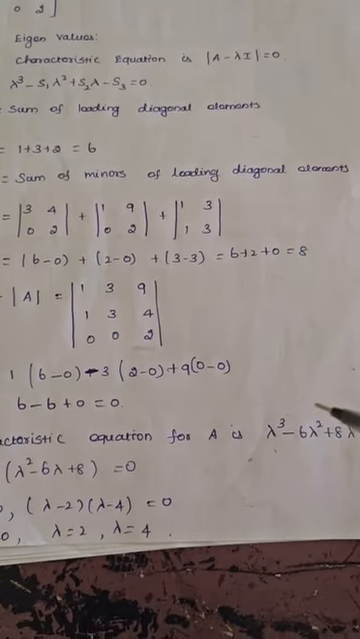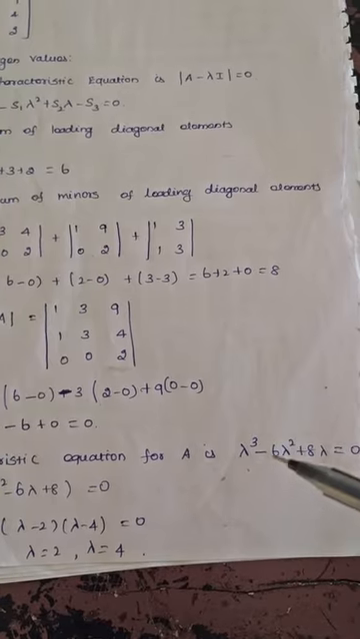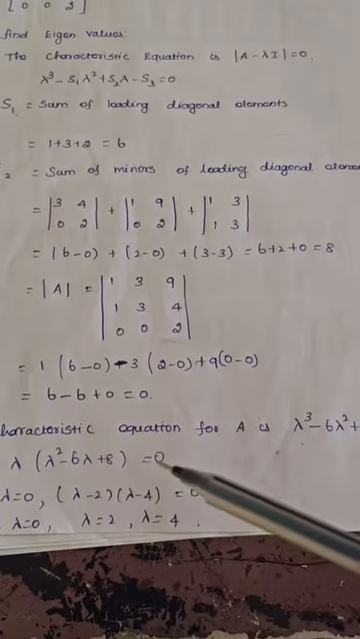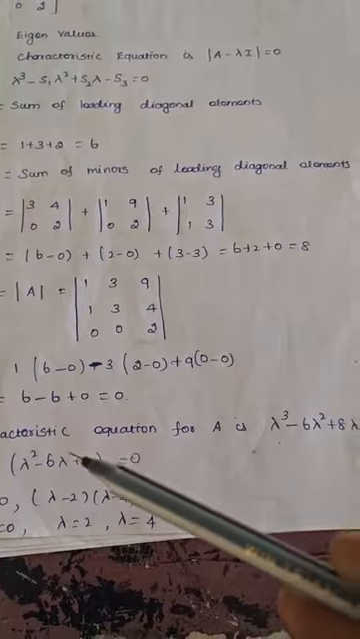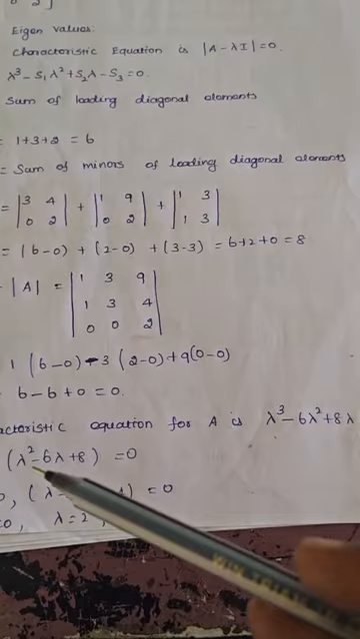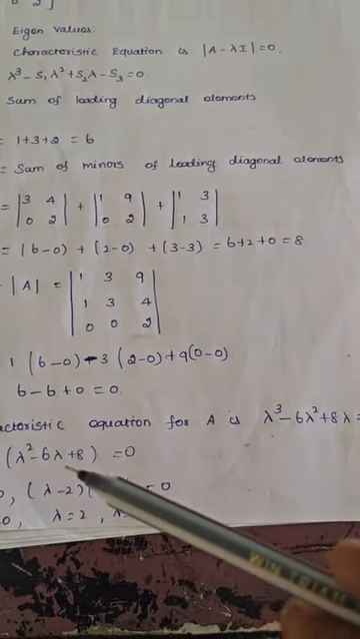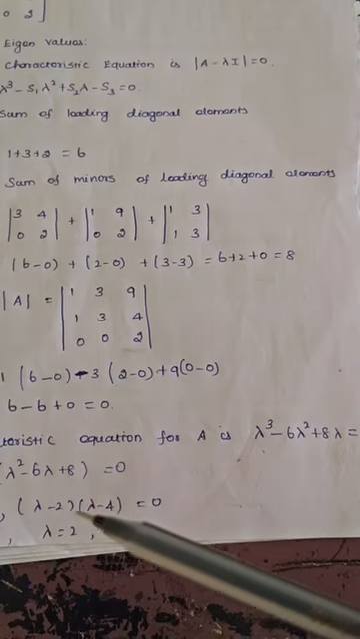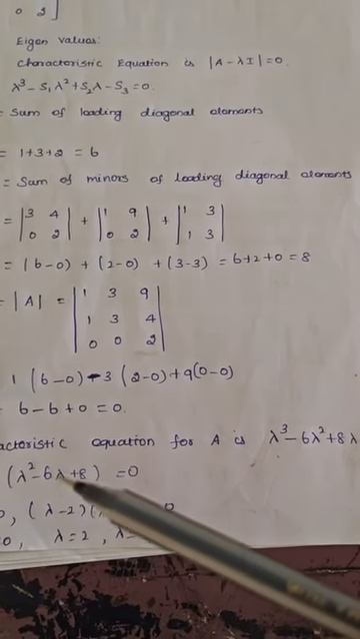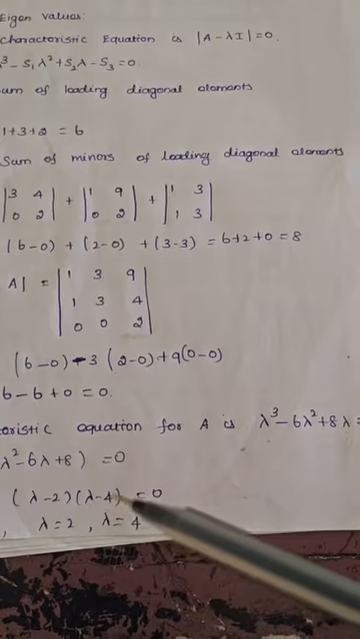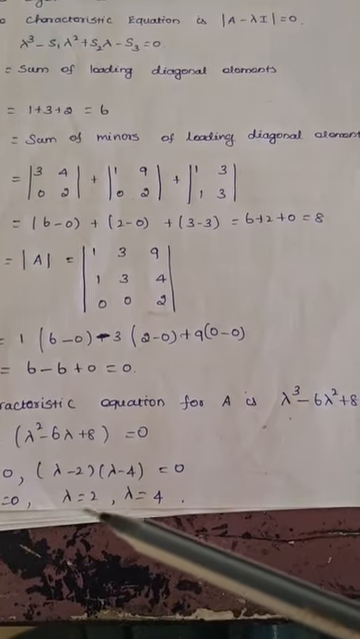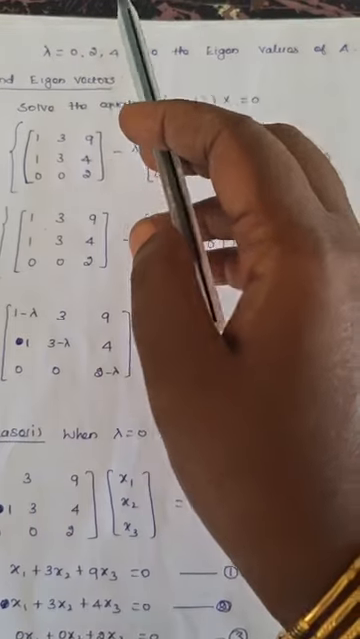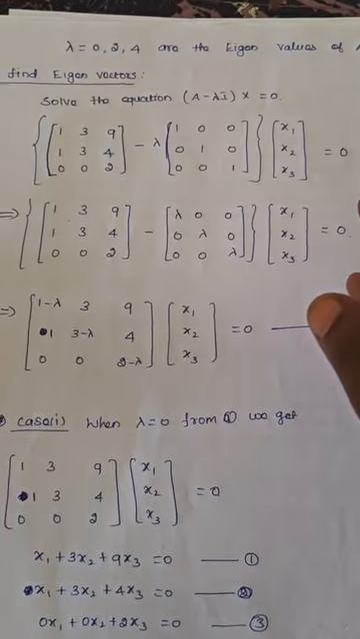Next we find the values of lambda. In this equation lambda is common, so take lambda outside and write the remaining: lambda square minus 6 lambda plus 8 equals 0. That is, lambda equals 0. Then we find the roots: the product is 8 and the sum is minus 6, so minus 2 and minus 4, whose product is plus 8 and sum is minus 6. So lambda minus 2 into lambda minus 4 equals 0, giving lambda equals 2 and lambda equals 4. These are the eigenvalues. The values 0, 2, 4, these three values are the eigenvalues of matrix A.